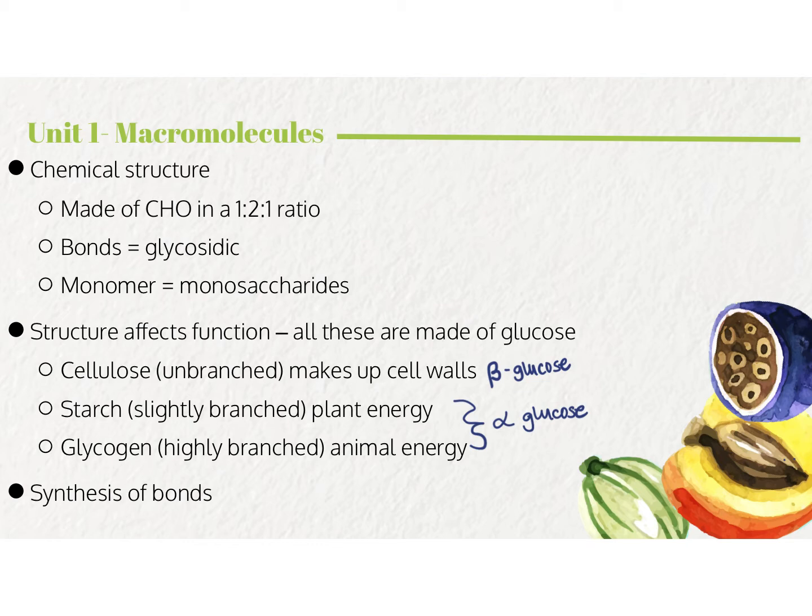Whereas starch and glycogen, which are made of alpha glucoses, are branched. In the case of starch, it's slightly branched. In the case of glycogen, it's highly branched. And starch is used as plant energy, whereas glycogen is in muscles and in the liver and is animal energy. And this difference in their structure, both in which direction the hydroxyl group is facing, and whether or not they're branched, is going to make a large difference in whether they function as a food source, such as starch and glycogen, or if they are more structural like cellulose.